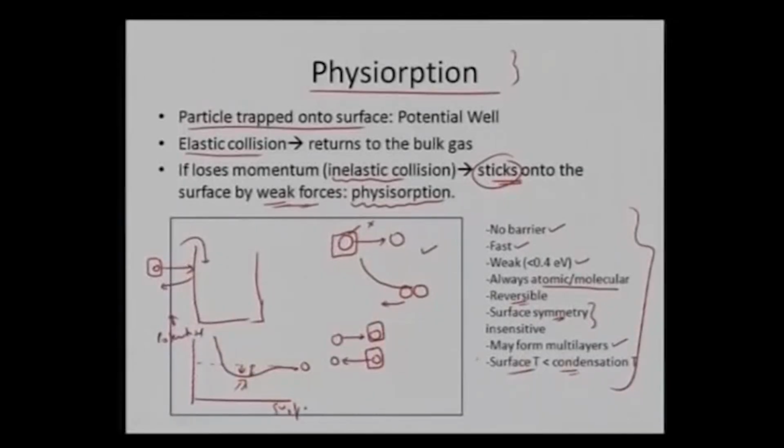And for all this to occur, the surface temperature has to be low enough so that the particular species can lose its energy, or lose its movement. All the vibrational movements can be reduced by lowering the temperature. So the surface temperature has to be lower than the condensation temperature, in order for the physisorption to be stable for a little longer time.